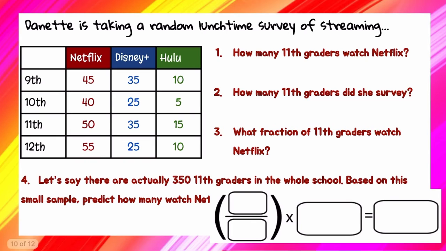Let's look at another table. This is called a frequency table. It just tells you how often something happens. So let's say Danette is taking a random lunchtime survey of streaming services. So we're going to be looking at a random sample here, no rhyme or reason. So we have 9th, 10th, 11th, and 12th, and she asked about Netflix, Disney Plus, and Hulu.